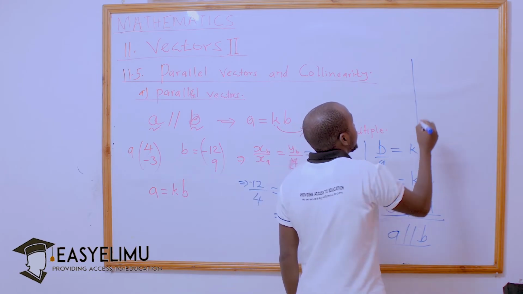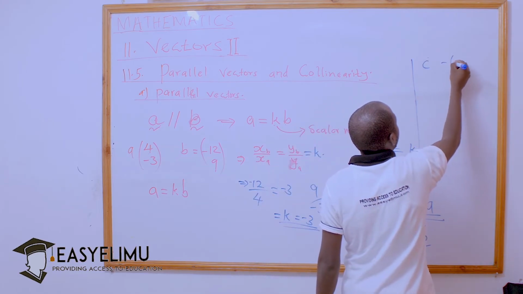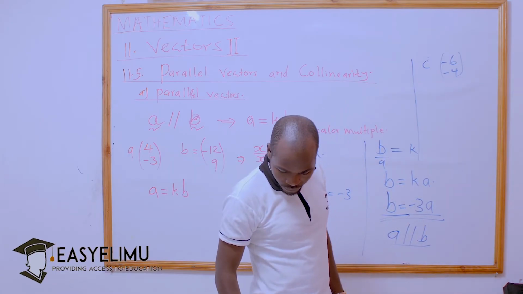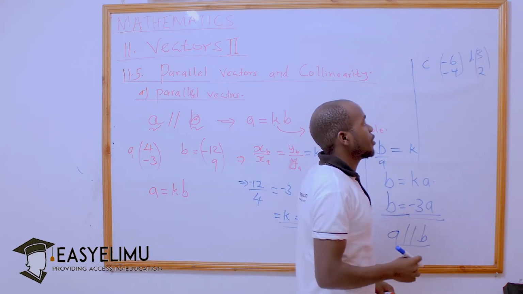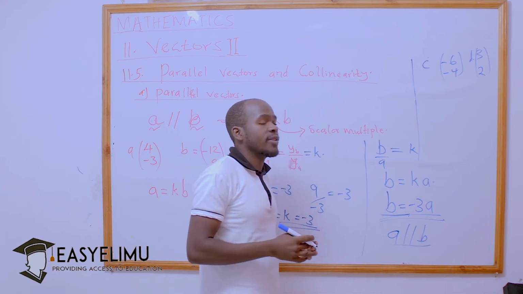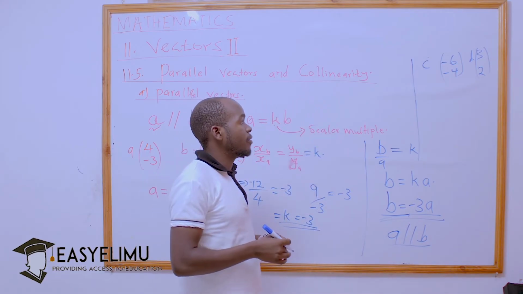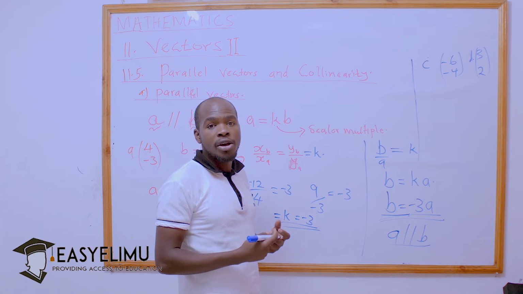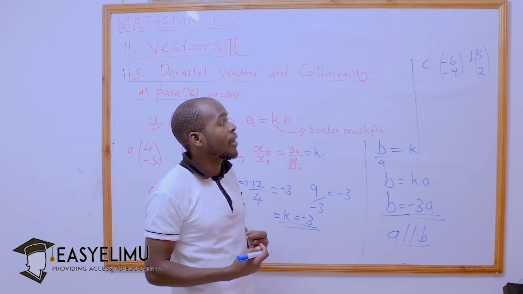C is (-6, -4), and D is (3, 2). Test whether the two vectors there are parallel to each other.